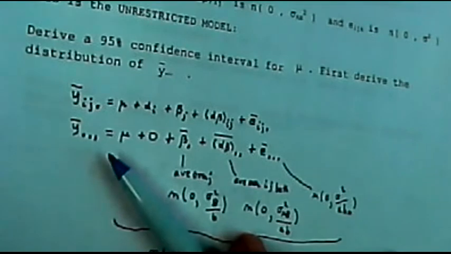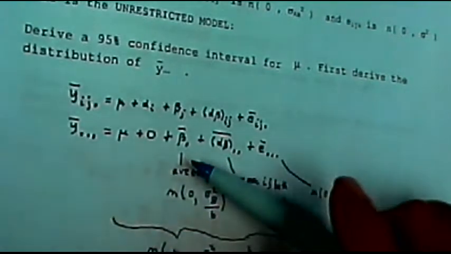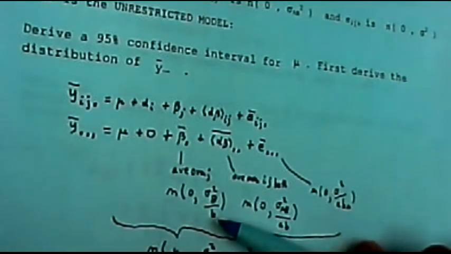The mu is a constant, no big deal. What about this beta bar dot? Well, this is an average of the beta variables, and so its distribution is like that of a regular mean. And so I just said, there it is, normal 0, sigma squared b over b.